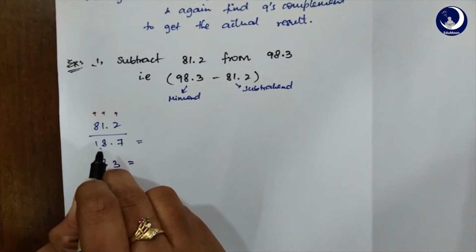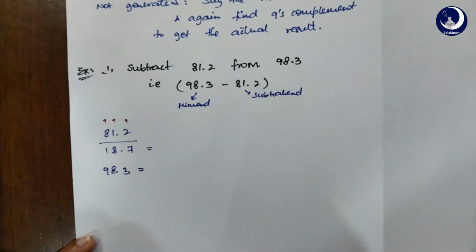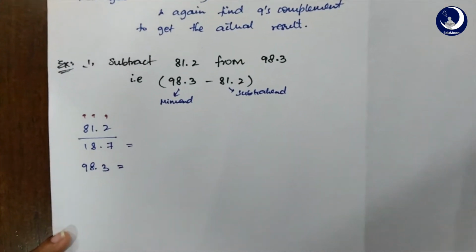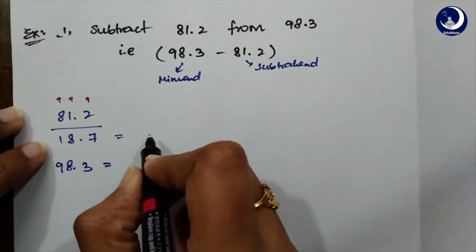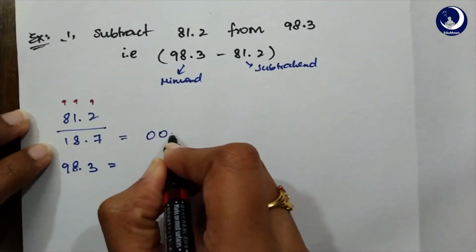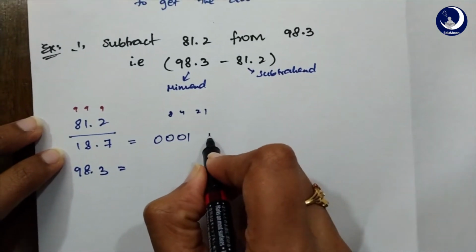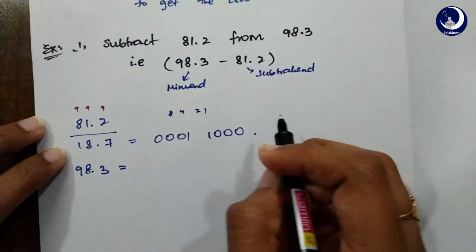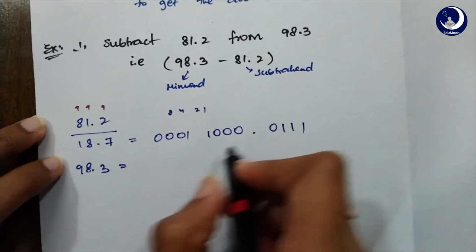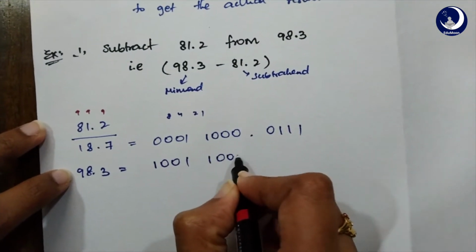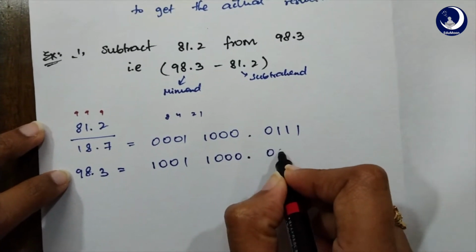Now, for 18.7, consider each and every BCD equivalent. So 18.7 is 0001, just write 8421. 8 stands for 1000, dot, 7 stands for 0111. Now 98.3: 9 is 1001 and 8 is 1000, dot, 0011.